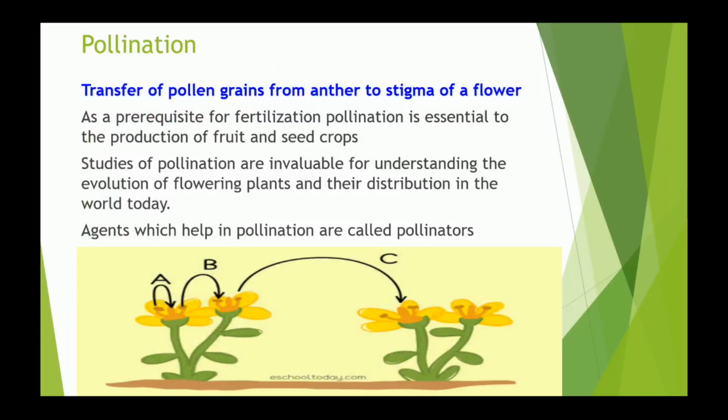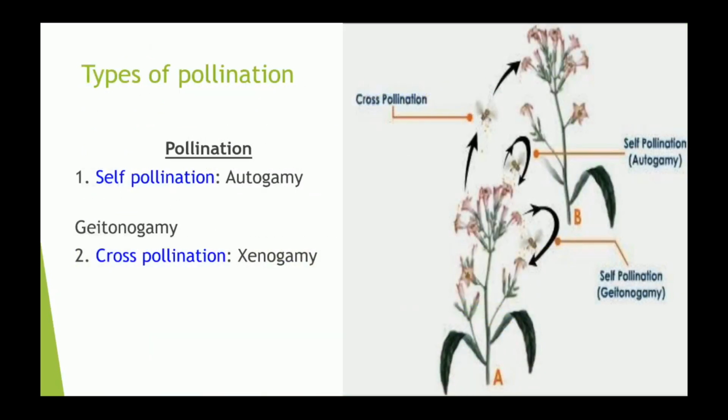They work as an external agency, and that's how they help in pollination. These agents are called pollinators. Examples of these pollinators are air, water, insects, and animals. All these are pollinators, or we can say agents of pollination.